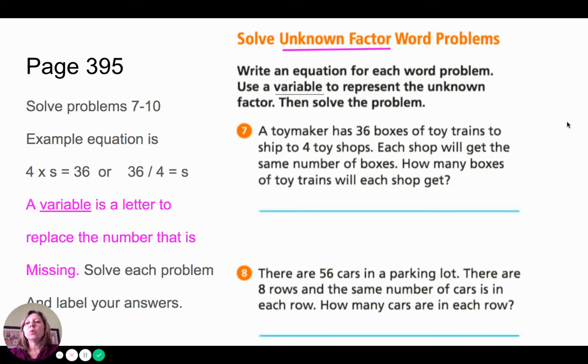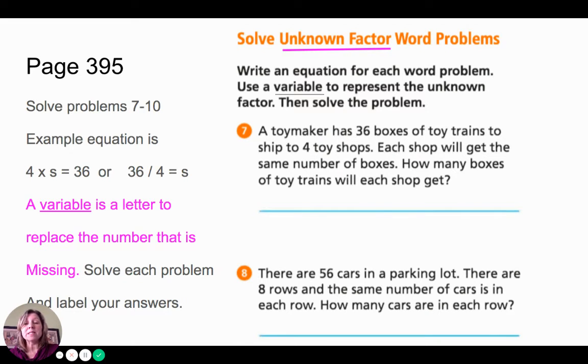All right, we're going to pick up on page 395. You're going to solve problems 7 through 10, and the directions say, write an equation for each word problem. Use a variable to represent the unknown factor, and then solve the problem. So we are solving unknown factor word problems. We're going to use multiplication and division to help us with that. Here's an example of some equations that you could write: 4 times s equals 36, or 36 divided by 4 equals s.